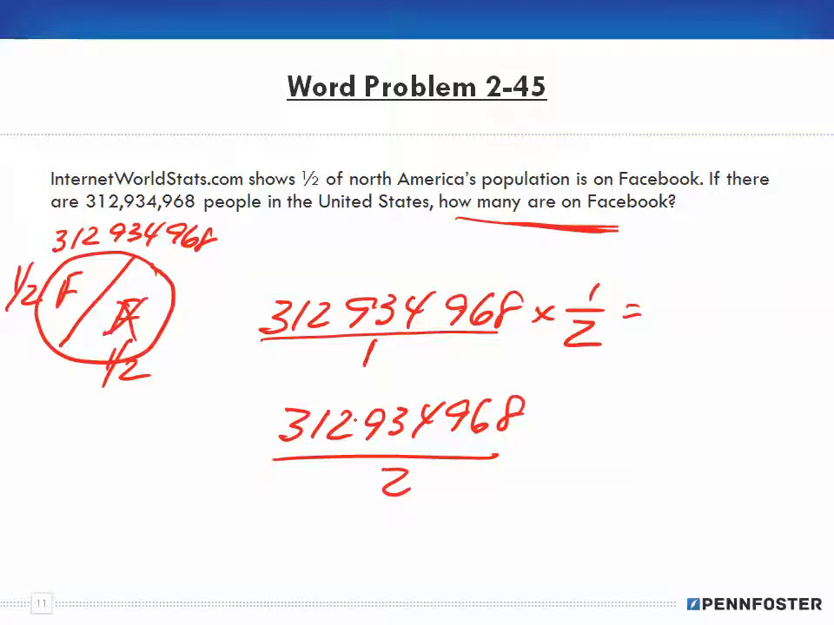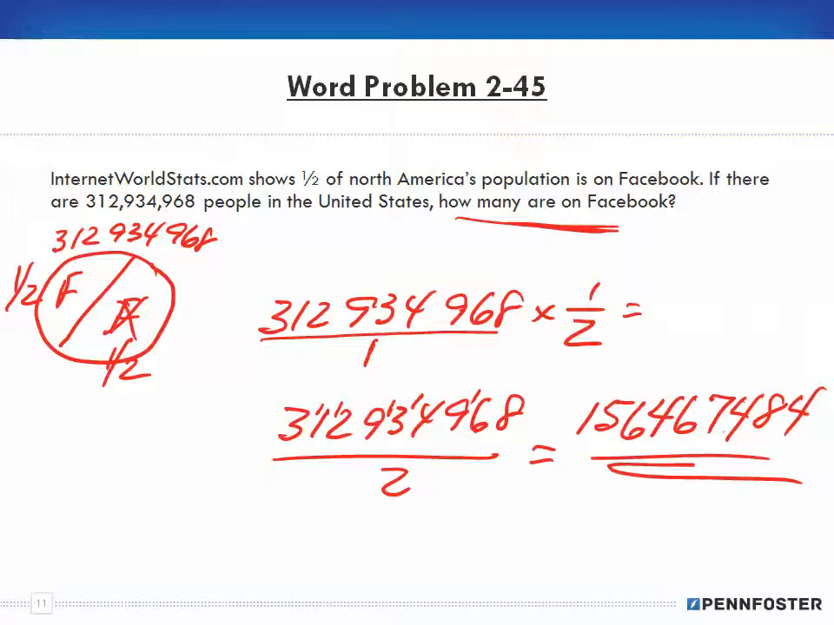So now I divide the 2 into that number. 2 into 3 goes 1 time, 1 left over, so that's 11. 2 into 11 is 5, that's 10, so that gives me 1 left over. 2 into 12 goes 6 times. 2 into 9 goes 4 times with 1 left over. 2 into 13 goes 6 times with 1 left over. 2 into 14 goes 7 times. 2 into 9 goes 4, 1 left over. 2 into 16 goes 8 times, and 2 into 8 goes 4 times. And that's my answer. Half of the 312,934,968.